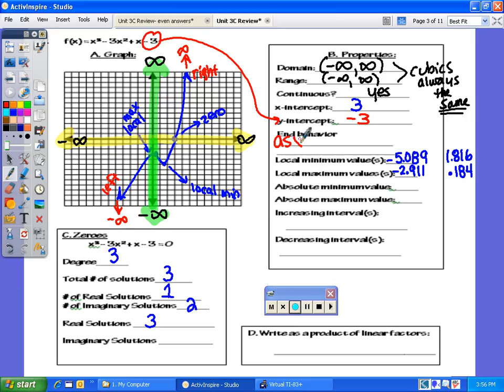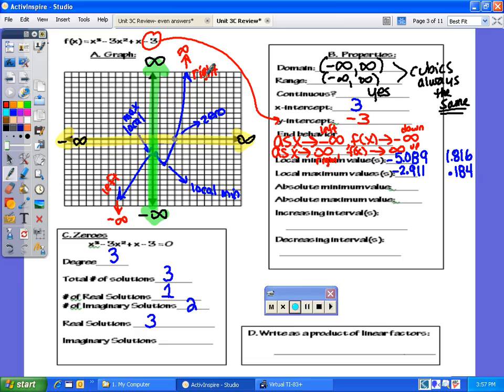As x goes left, f of x goes down to negative infinity. As x goes right, so that means right, f of x is going to go to positive infinity because it goes up.